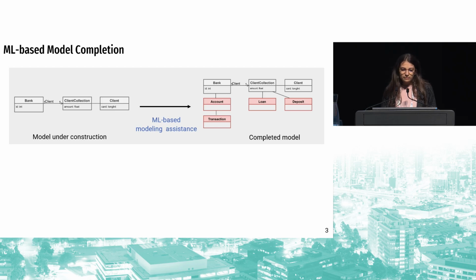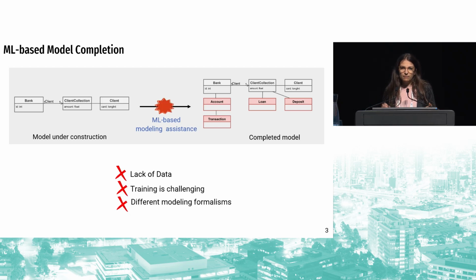But these ML-based modeling assistants require data. And the problem with data in domain modeling is that it is always scarce, and also training machine learning models is always challenging. It requires time, effort, and resources. And finally, we will have to train a machine learning model for each formalism and not only for the class diagram formalism.